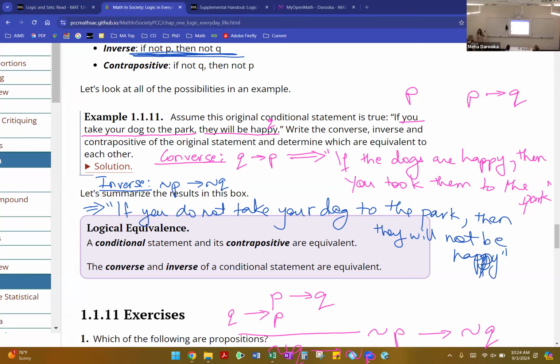Okay, so that brings us to the last one, contrapositive, which is this one here. For contrapositive, you go back to switching the order and then you're negating both sides. So this will come out to be not Q in the front. So what will that look like if you're bringing not Q in the front part? Yeah, there you go. Very good. If not happy, then I guess you did not take your dog to the park.